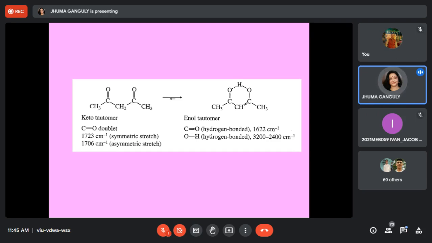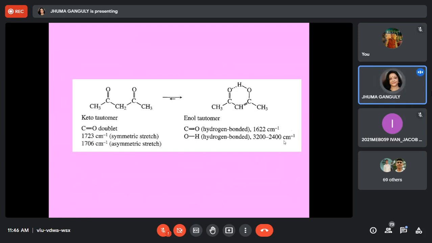This is the answer, but the question is like this: how do you distinguish keto tautomer from enol tautomer? You have to write down that here is a symmetric stretching, 1, 2, 2, 3. Here is a doublet; these two are symmetric and asymmetric, because of the two keto groups. But here there is a hydrogen-bonded band at 1622 centimeter inverse, and another, the OH bonded, is at 3200 to 2400 centimeter inverse. So that is your answer.